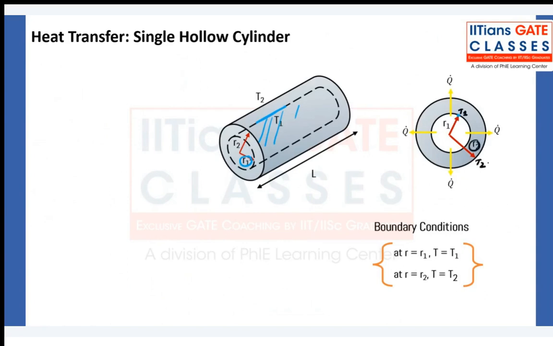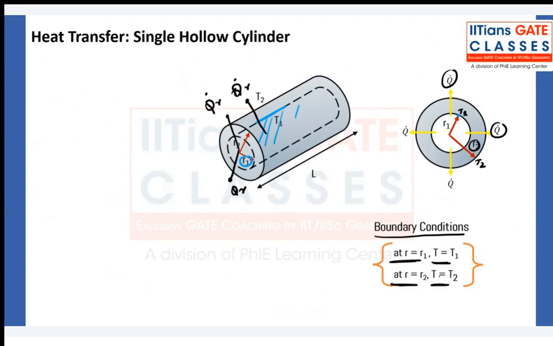Okay. And in cylinders, heat transfer is taking place in the radial direction. This is the radial direction, and heat transfer is taking place in the radial direction, Q dot R. If you see the front view, this is how heat transfer is taking place in a hollow cylinder. Now, what is the boundary condition? At R equal to inner radius R1, temperature is T1. At R equal to R2, T is equal to T2.